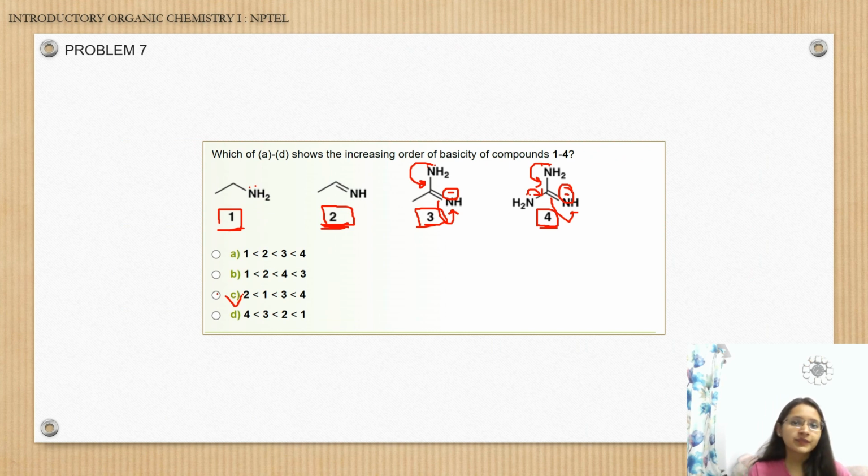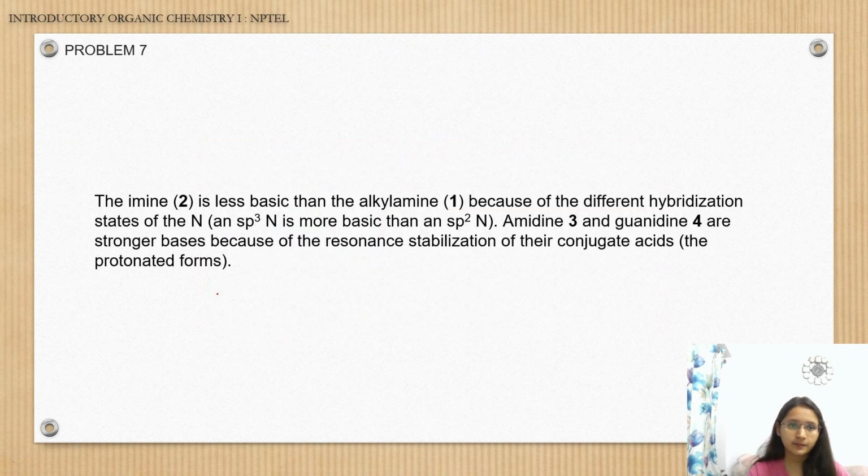So does anyone have any query regarding this problem, regarding the answer, or are you not getting the concept of basicity? Anything? Any query? Okay, so if not, then I am going to problem number 8. See, here also the explanation is the same. They are explaining in terms of sentences. So you can give it a read, so that you can get how these things are basic enough. Okay.